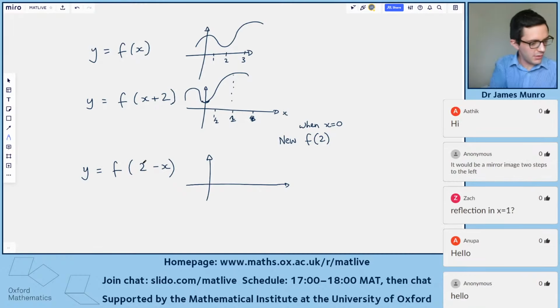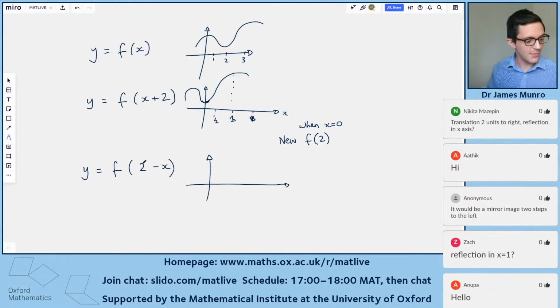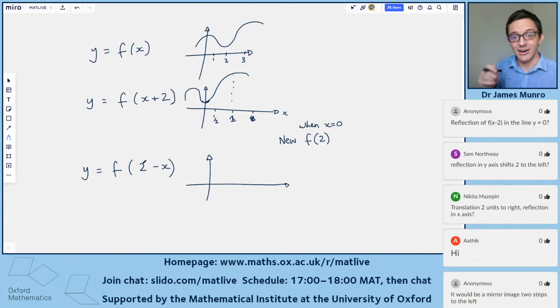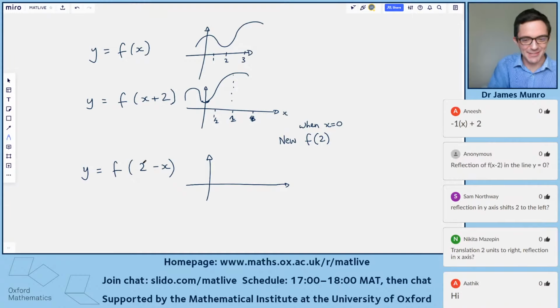Yeah, so Nikita wants to do it as 2 steps. There are some themes in chat coming up here, I love it. Some ideas about reflecting, and ideas about translating. And we've got to be careful because it matters what order we do those in.